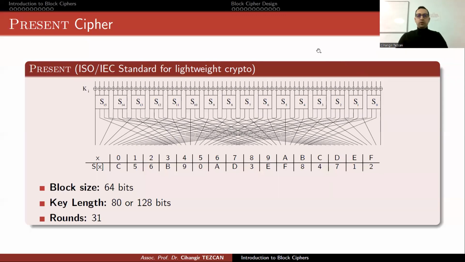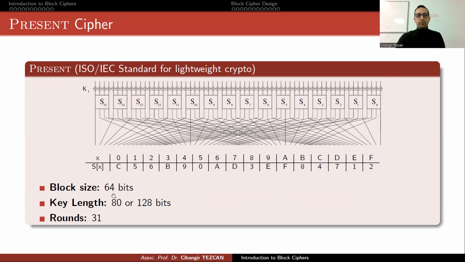All right, so we talk about block cipher. Let me give a concrete example by talking about PRESENT. This is one of the earliest lightweight designs we have. For a very long time, it was an ISO standard for lightweight cryptography. This design is really simple.